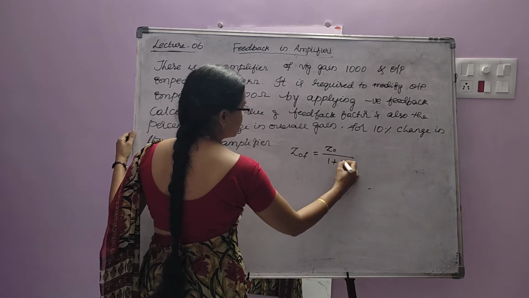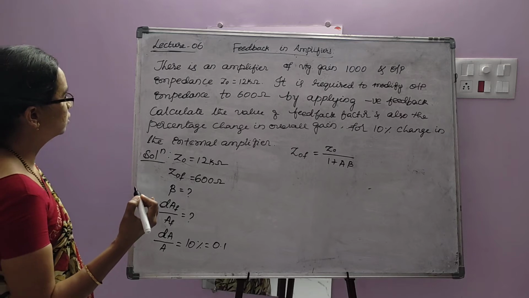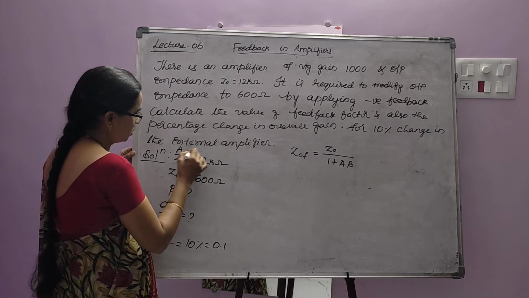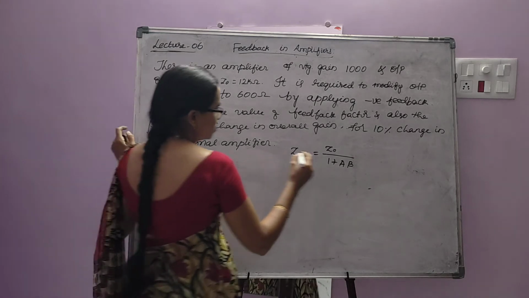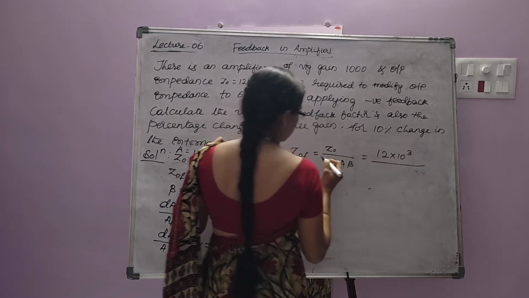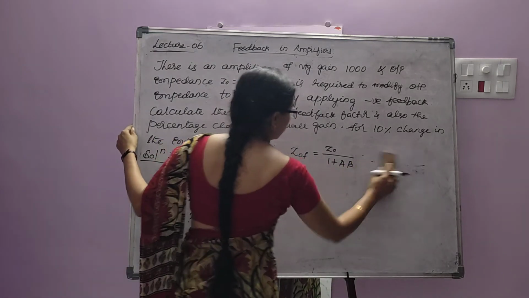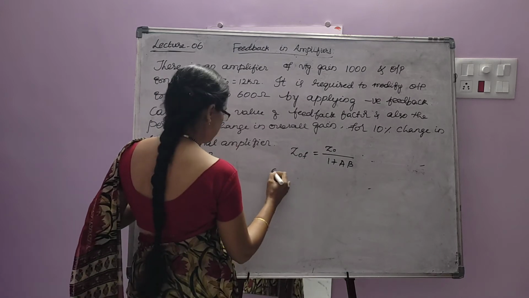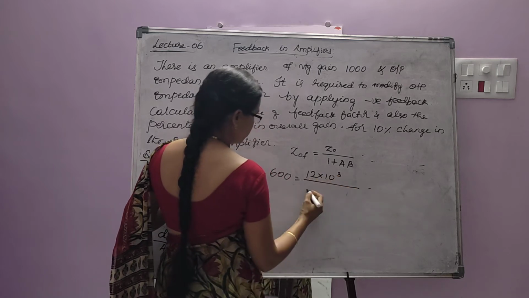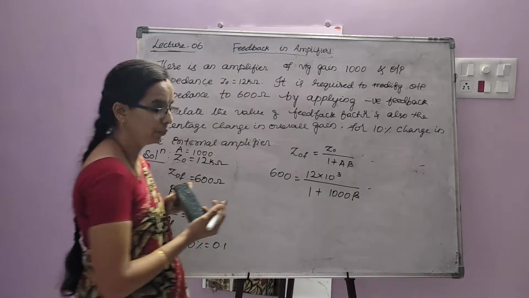First we will find out beta by applying the formula Z0f is equal to Z0 divided by 1 plus A beta. A is given, that is 1000. Z0 is given, 12 into 10 to the power of 3, or 12,000. Z0f is also given, that is 600 ohm. So 1 plus A beta, with A equal to 1000.